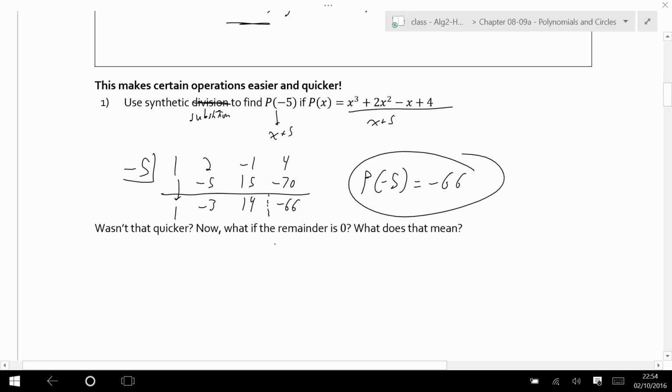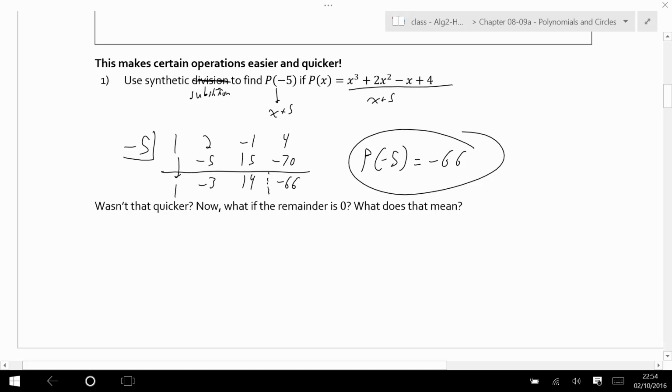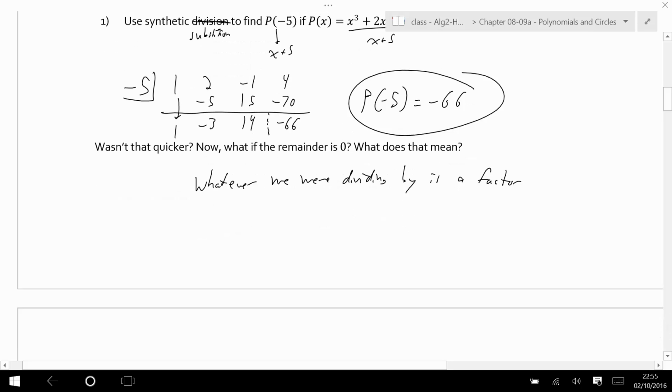Now, what if the remainder is 0? What does that mean? It means two things. It means that whatever we were dividing by is a factor. We know that. That's what remainder 0 means. It means that if you divide by it and you get a remainder 0, it's a factor.